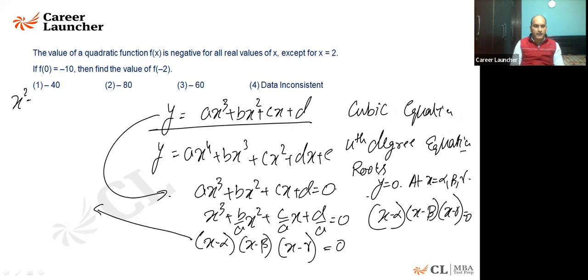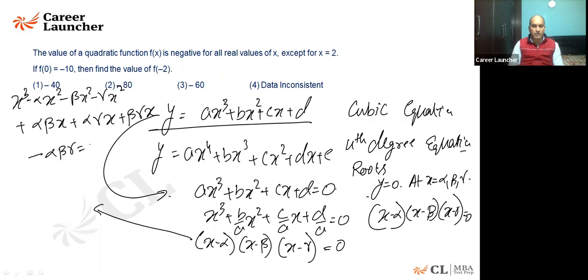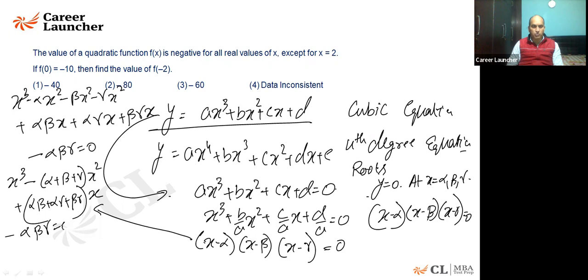This is x into x cube. I'll say this is minus alpha x square minus beta x square minus gamma x square plus alpha into beta x, because the other value will be alpha into gamma x plus beta into gamma x minus alpha into beta into gamma is equal to 0. If we equate these two equations, I'll say it is x cube minus (alpha plus beta plus gamma) x square plus (alpha beta plus alpha gamma plus beta gamma) into x minus alpha beta gamma is equal to 0.